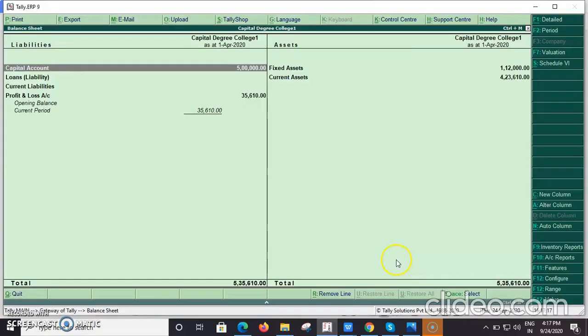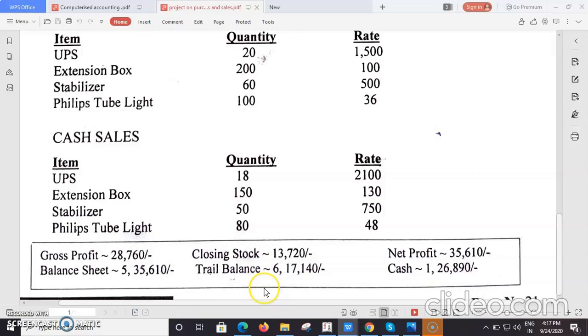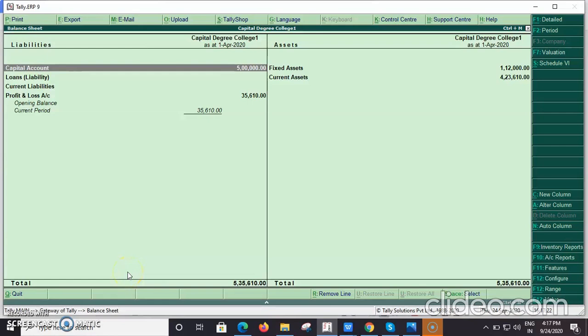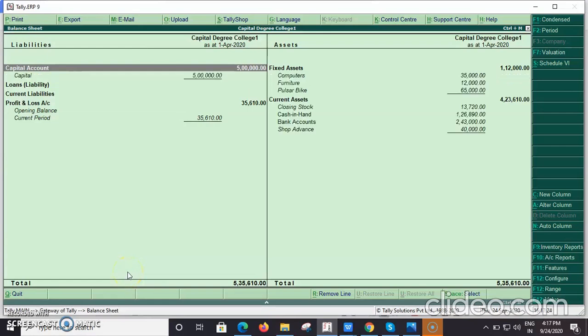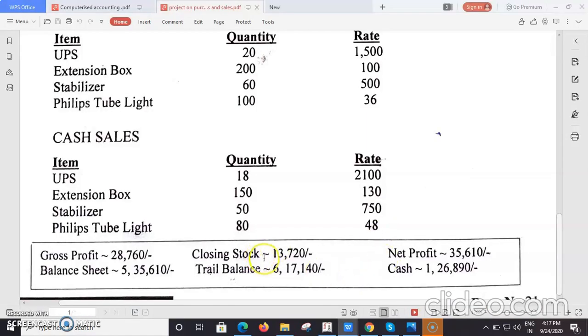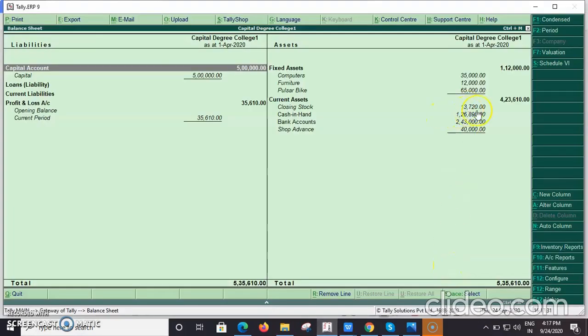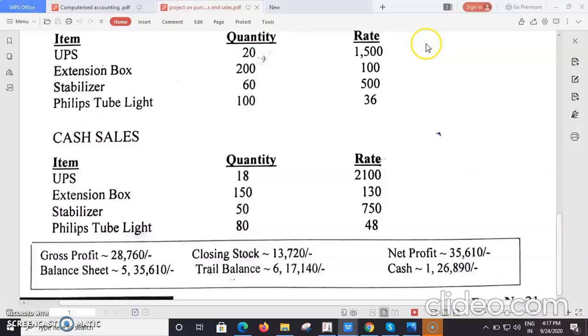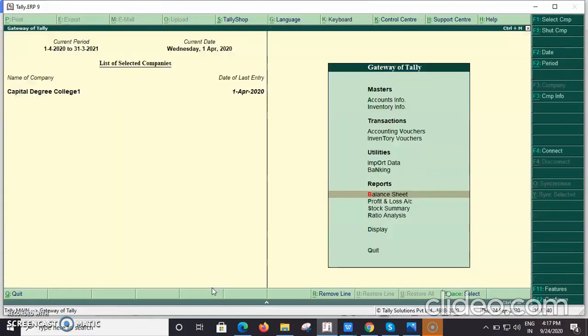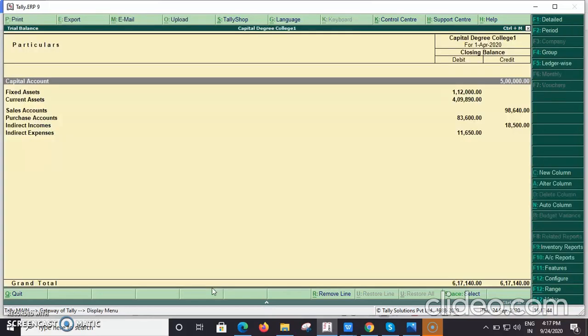Balance sheet, see here, 5,35,610. If you want detail, Alt F1. In that, how much is cash? 1,26,890. Bank balance 2,43,000. So now next, we require trial balance. How to find trial balance? Under display you will get trial balance. Display trial balance, 6,17,140.